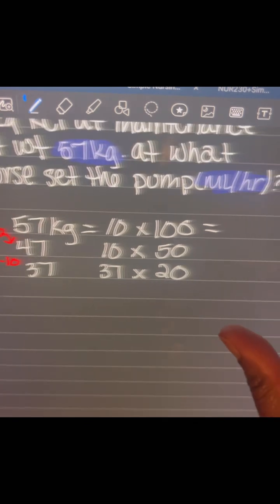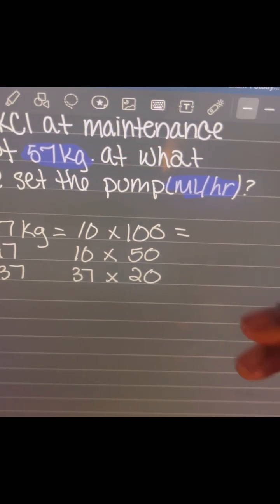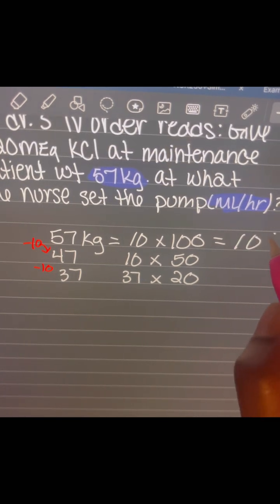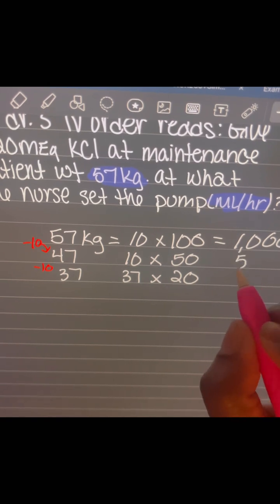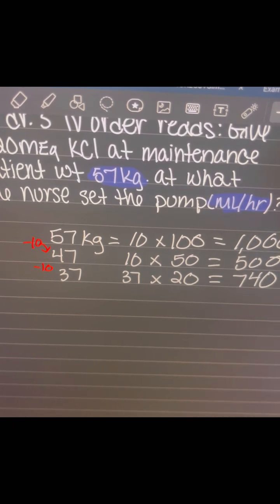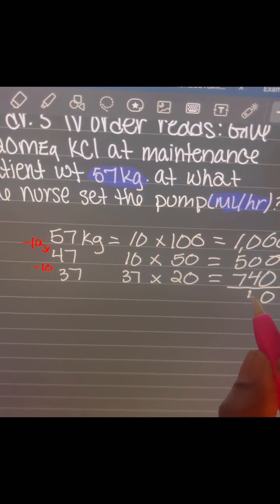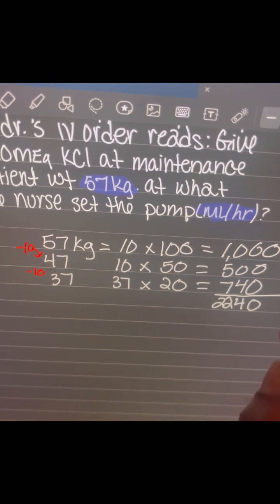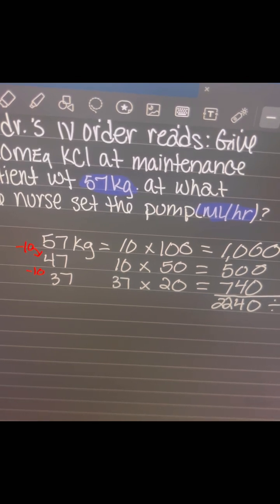Now, when you do this, you get 1,000, and then you get 500 here, and then right here, you're going to get 740. So then when you add all these up, you bring down your 0, you bring down your 4, and then you get 22. So when you divide this by 24, you get 93.